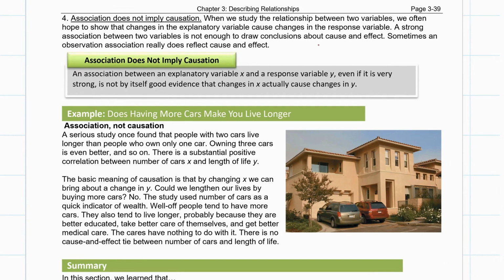The basic meaning of causation is that by changing X, we can change Y, but we don't think we can lengthen our lives by owning more cars. The study used number of cars as a quick indicator of wealth. Well-off people tend to have more cars. They tend to live longer, probably because they're better educated, take better care of themselves, and get better medical care. So watch out. Just because we have a strong correlation doesn't mean that we have causation.